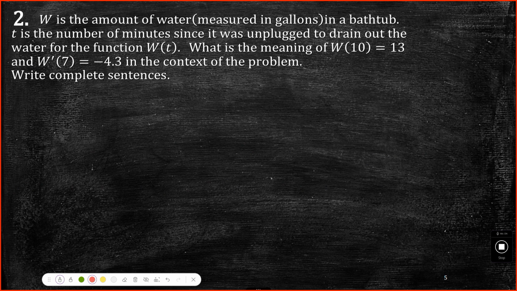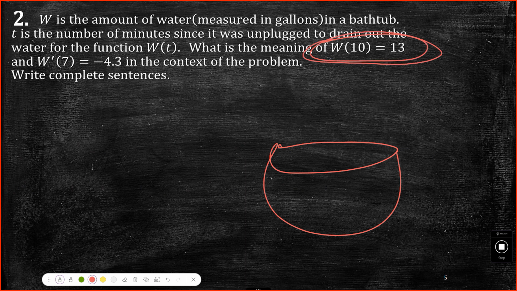Okay, so you've got a bathtub. And in there, what is the meaning of W of 10 equals 13? Where W is the amount of water in a bathtub, and T is the number of minutes since it was unplugged to drain out. So this one is that at T equal to 10, this input, at T equal to 10, there were 13 gallons of water in there.